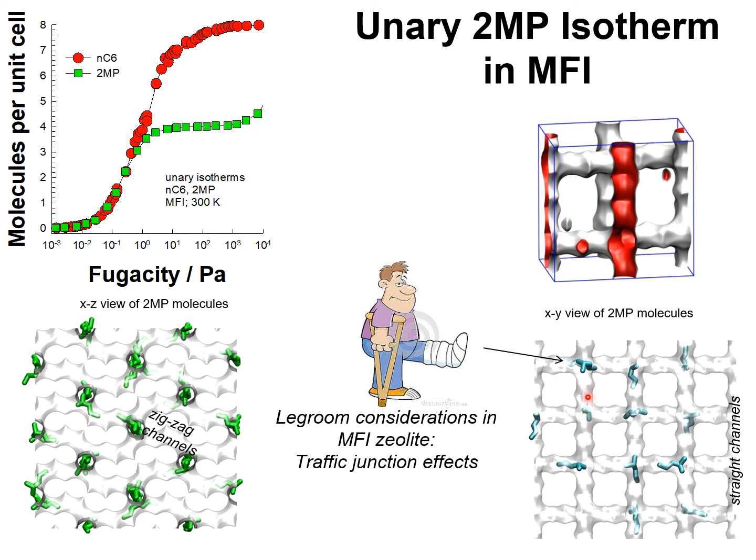and an extra push is required to locate these 2MP molecules within the straight or zigzag channels, and therefore up to a pressure of 10 to the 4 pascals, the intersection sites are the preferred locations for 2-methylpentane.